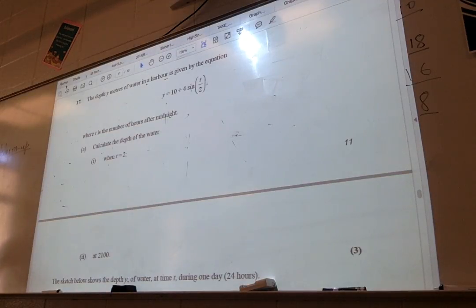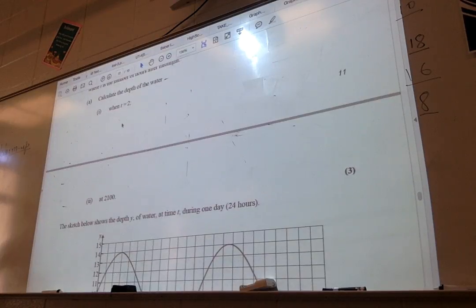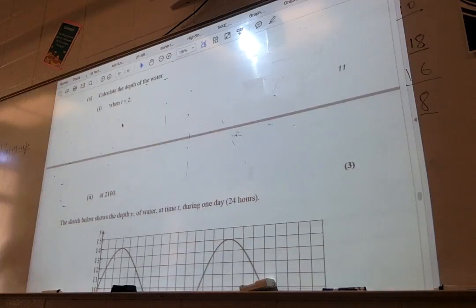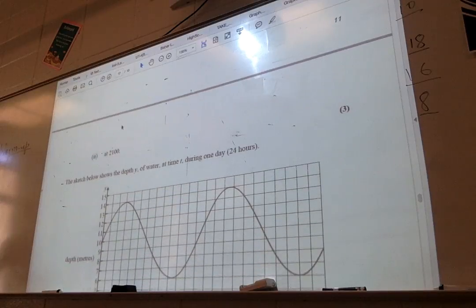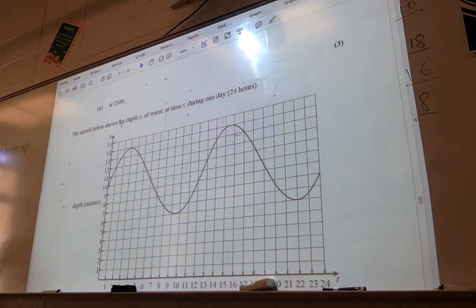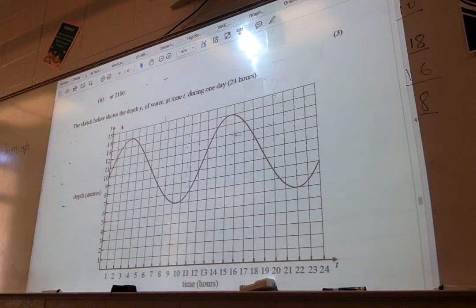13.3, whatever. Don't forget the units. What are the units? Meters. Yeah. How are we supposed to do significant figures? It's 3 significant figures unless and until it is specified. Okay, 3 by default. So it's 13.3 meters. And at 2100, 6.48 meters. That's what we got? Okay.